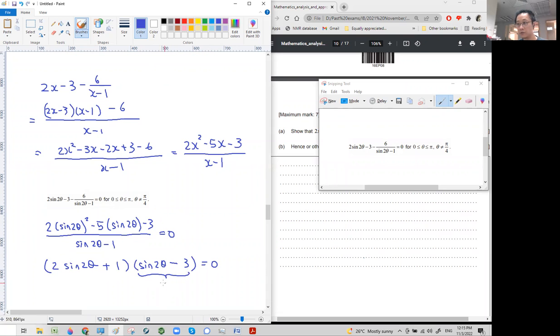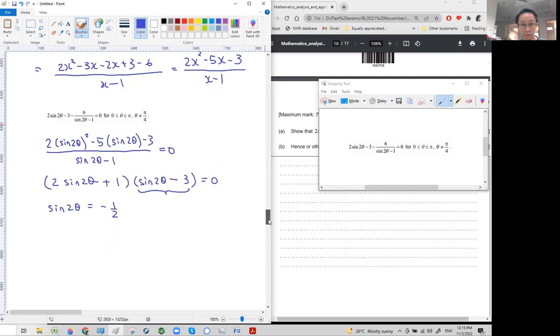Sine 2 theta can never exceed 1, so sine 2 theta equal to 3 has no solutions. Instead, we have sine 2 theta equals negative 1 over 2. The given range of 0 to pi would translate to become 0 less than 2 theta less than 2 pi, which is the standard 0 to 360 range. And if you use your unit circle knowledge, sine something equal to negative half means that something needs to be the third quadrant and the fourth quadrant versions of 30 degrees. So it's 210 degrees. Radian mode is 7 pi over 6.